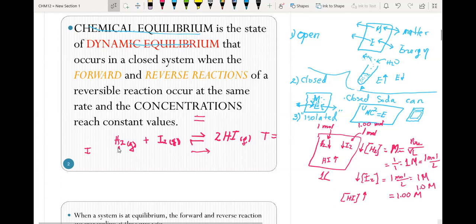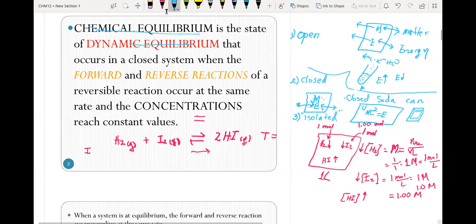1 molar, and here 1 molar. I'm going to use only one significant figure. And the initial concentration is zero, initially. When you give the command, start working, something is going to occur, a change. Concentrations will change.